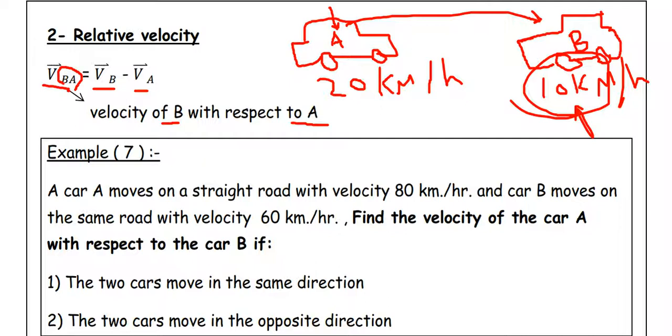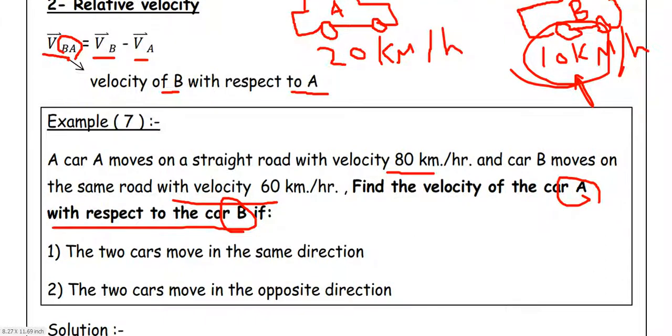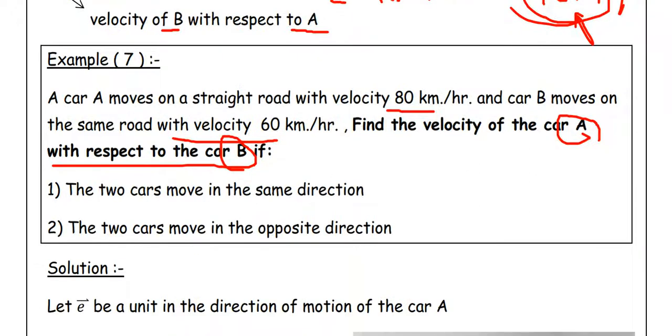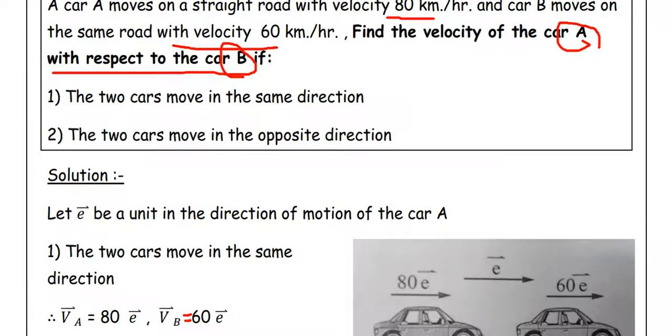Example 7. A car A moves on a straight road with velocity 80 km per hour, and a car B moves on the same road with velocity 60 km per hour. Find the velocity of the car A with respect to the car B if the two cars move in the same direction and if the two cars move in the opposite directions. So we have here two cases. Okay, let's focus on the first case.